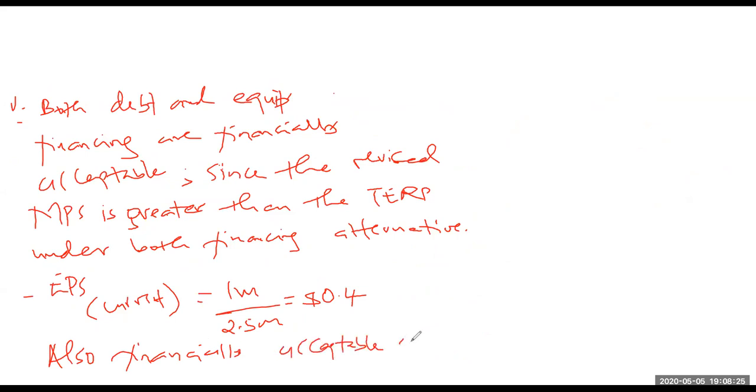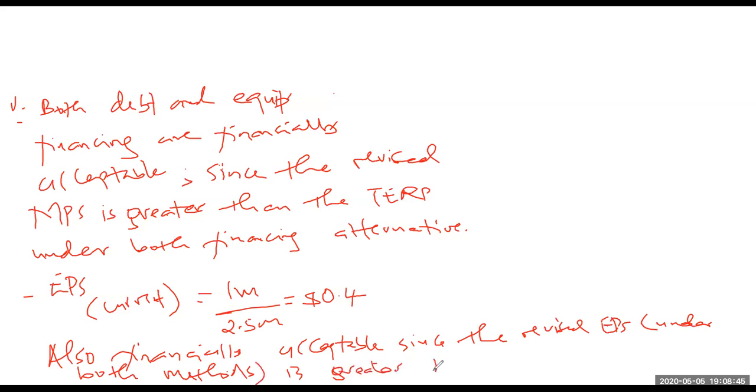Since the revised earnings per share under both methods is greater than the current earnings per share of 0.40. Because under debt financing we got 0.45, and under equity financing we got 0.42.